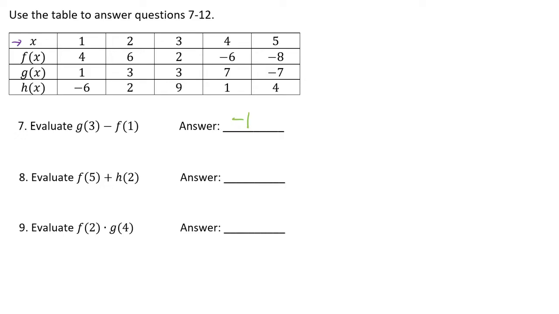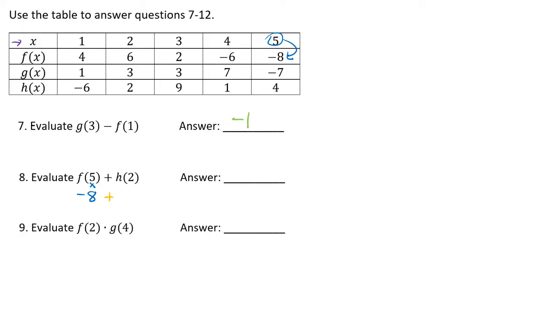All right. Our next problem, 8. We have f of 5. So when x is 5, we're going to go to the f. So x is 5. Our f value is going to be -8. Then we got our plus sign.